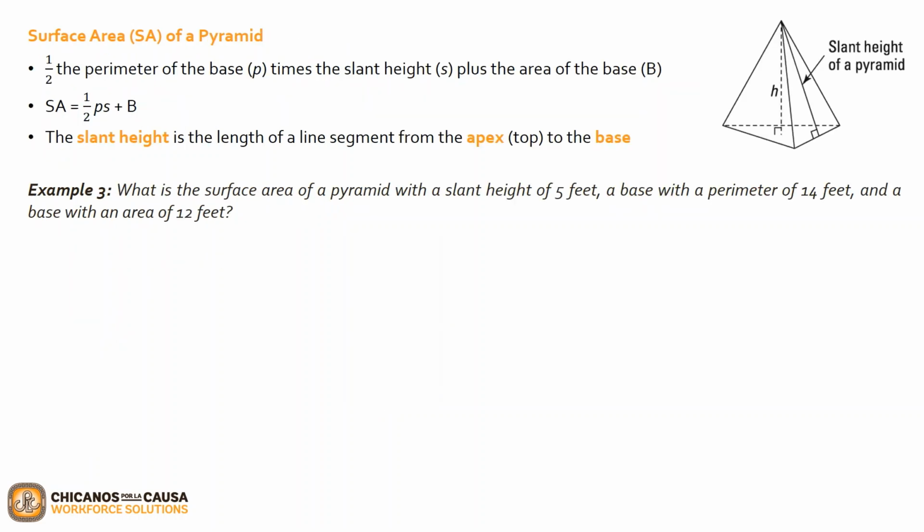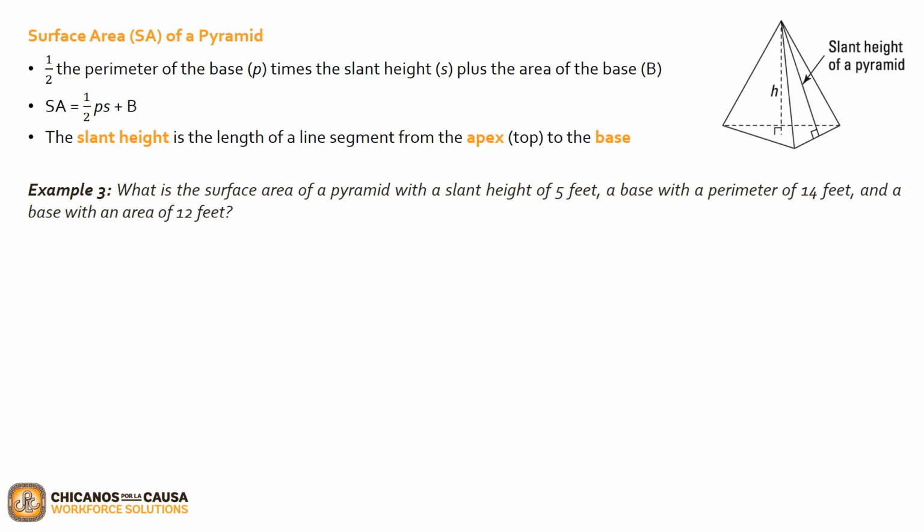Since we learned the surface area of a square prism or a cube, and how to find the surface area of a rectangular prism, it is only fair to also learn how to find the surface area of a pyramid. In order to find the surface area of a pyramid, it's half the perimeter of the base, which is represented by P, times the slant height, which is represented by the variable S, plus the area of the base, which is capital B. The slant height is the length of the line segment from the apex, or from the top of a pyramid, to the base, or to the bottom.